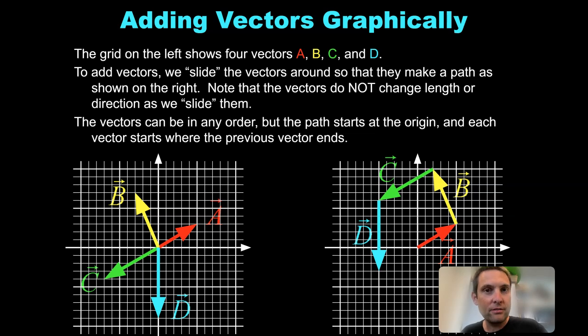The vectors, just like when we add numbers, can be in any order. But the path has to start at the origin, whatever the origin is, and the vector starts where the previous vector ends. We call this the tip-to-tail method, where we're taking the tip of one vector and then touching it to the tail of another vector.